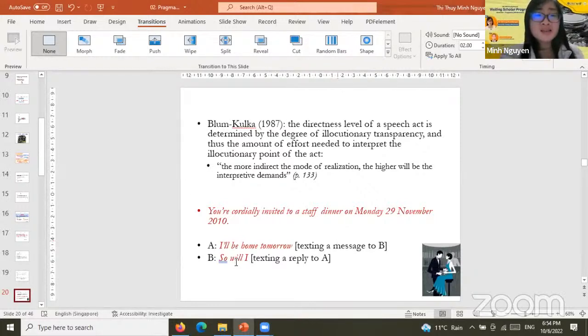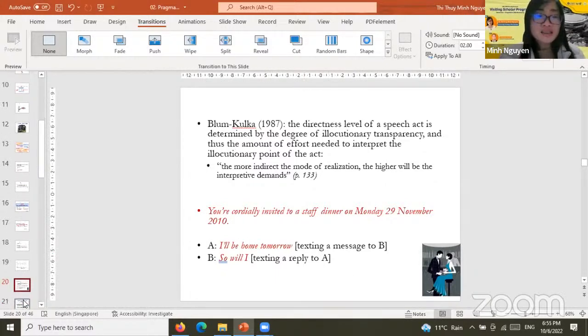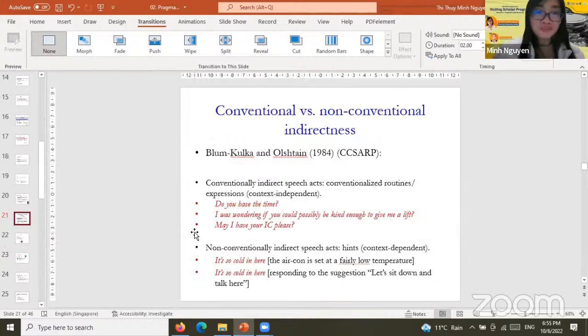And B says, so will I. So it may be a joke, like B may already understand A's intended meaning, but B is making a joke, or maybe B didn't understand the meaning, so B says, so will I. So it's more difficult to understand this kind of conversation because the intention of the speakers is not transparent, and we call this indirect speech acts. Does it make sense so far?